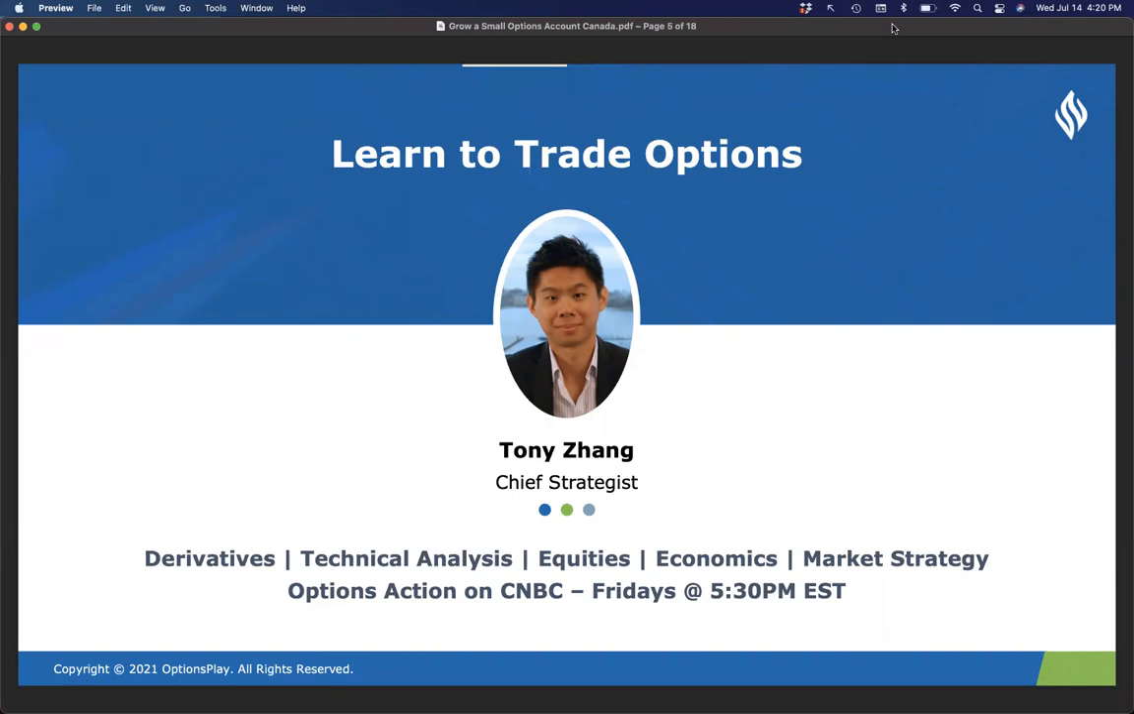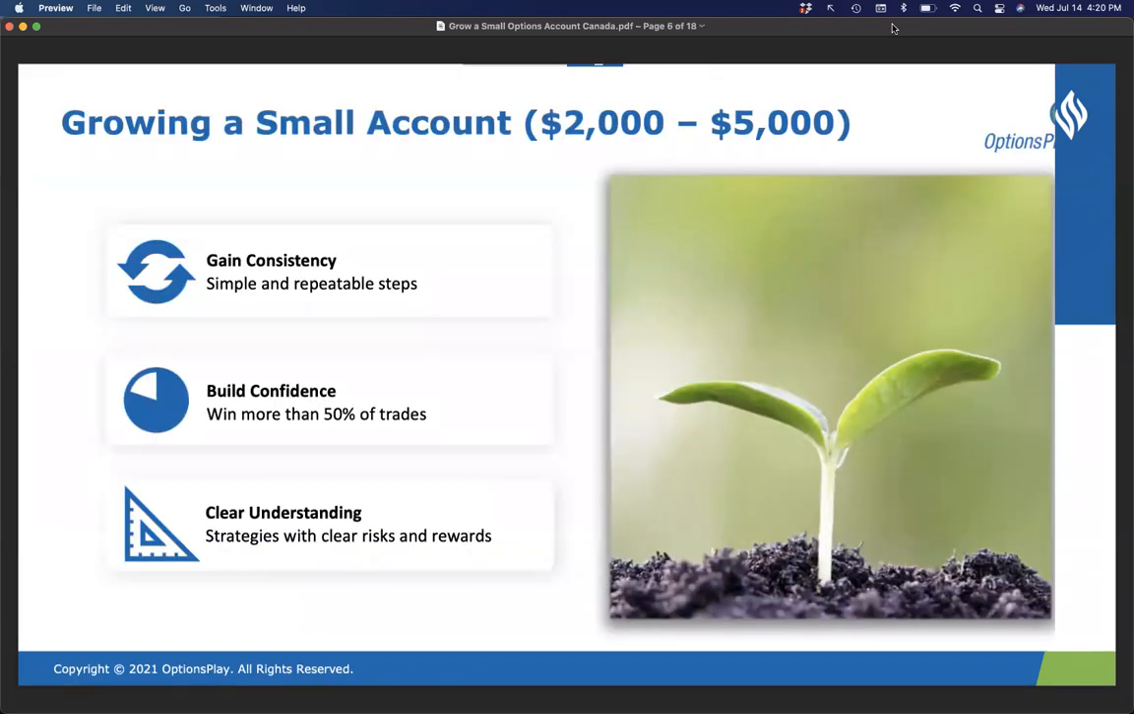And for those of you that have experience trading options, like I said, it doesn't matter how much experience you have, it doesn't matter the size of your account, the rules are all applicable to everyone. The difference is that if you have a smaller account, these rules are even more important for the survival of growing your options account. So let's first talk about the steps, like where do you start when you're growing a small account.